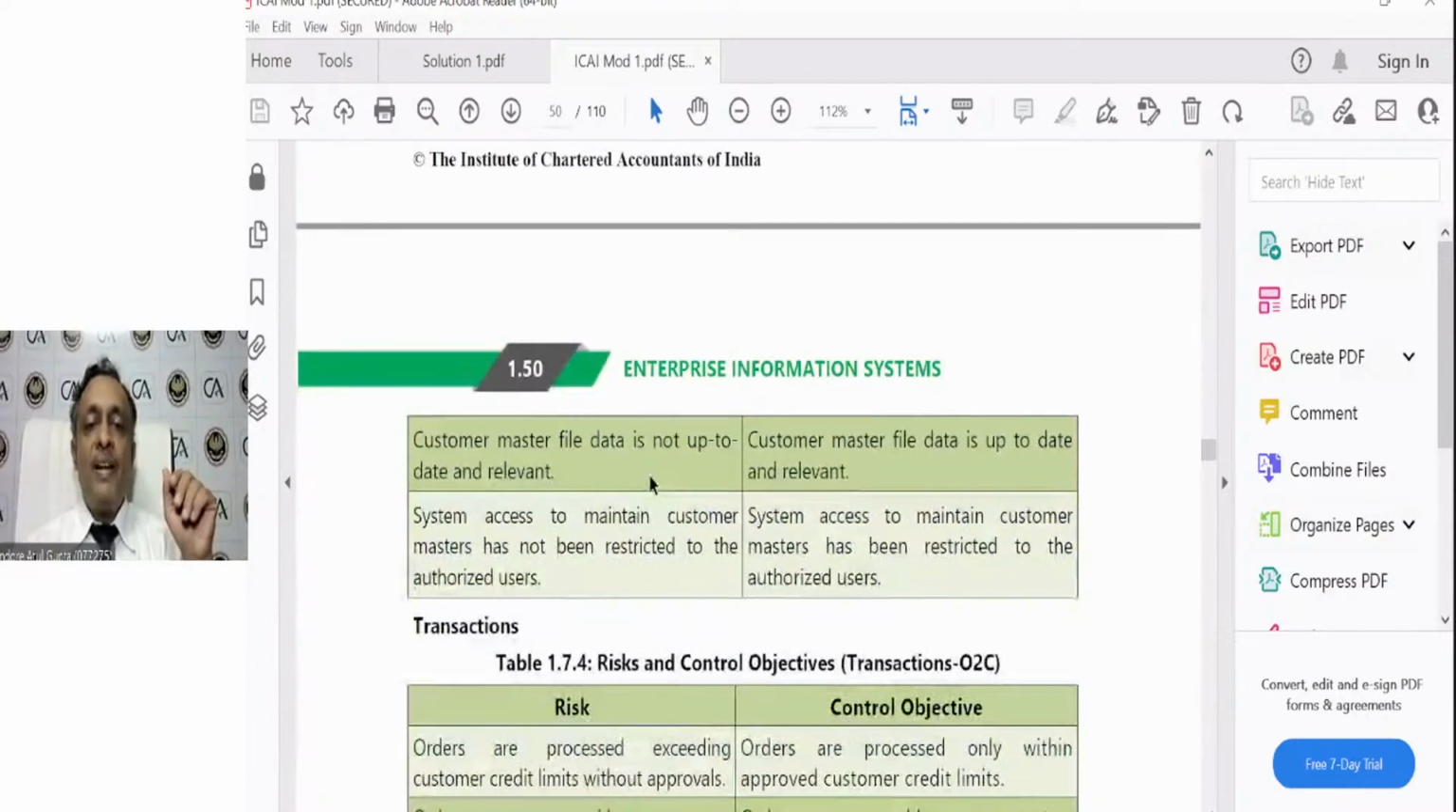Then customer master file data is not up to date and relevant. It has to be up to date and relevant. And system access. So if you read this one and the vendor P2P, they're basically mirror images. The issues are the same. There it was supplier, here it is customer, so that you can remember the two tables parallelly. That is the point I want to make. If you just read those two tables side by side, you'll understand the issues are the same. One relates to supplier, the other relates to customer.